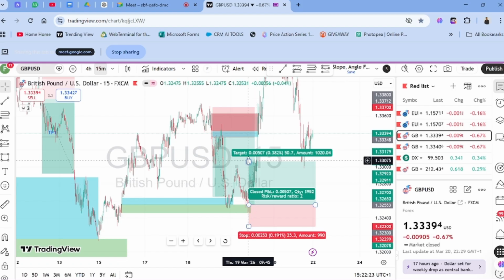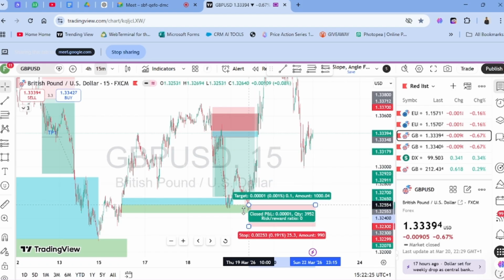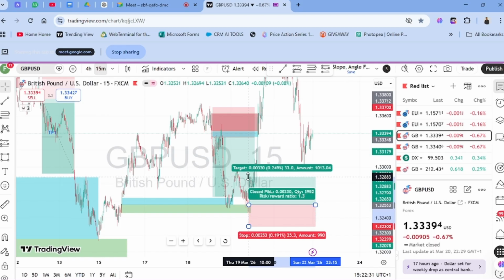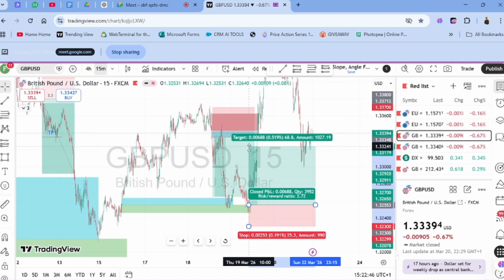Let's go back to here now. Here it is showing me my stop loss and everything. This is my target here. Here it's showing 35.6. That's the pips. 35.6 pips. So this is where you can count pips from.